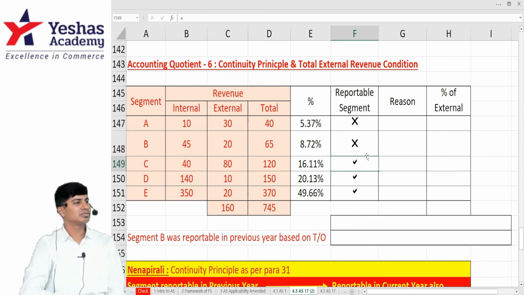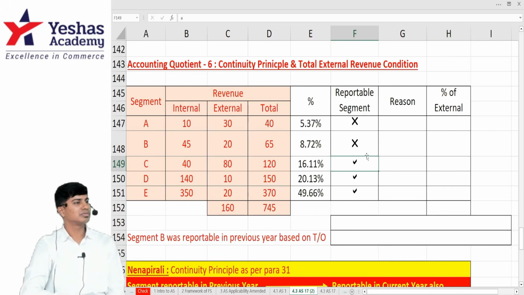Clear? Check now. Is segment A reportable or not reportable? 2, 3, 4. All the three not fulfilled. It is actually not reportable. Read the question. Segment A was reportable in the previous year based on asset criteria. Because it was reportable last year, it will become reportable in the current year. Segment A is reportable. Sir, but its performance is bad. Doesn't matter. Still reportable in the current year. Why? Because of last year. So what is the reason? Continuity principle. What is the answer? Continuity. Very nice.